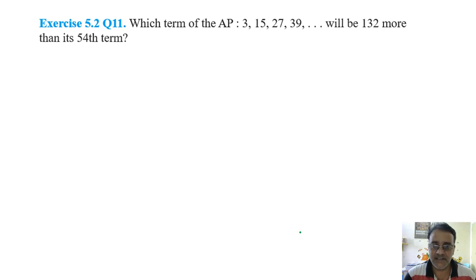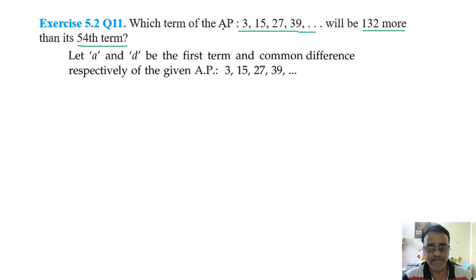Now this is also based on which term you have to find. Okay, to find the term of the given AP based on some conditions, right? So the term is 132 more than its 54th term. Okay, so what is the AP given? That is 3, 15, 27, 39. And what is A here? 3. And what is D here?